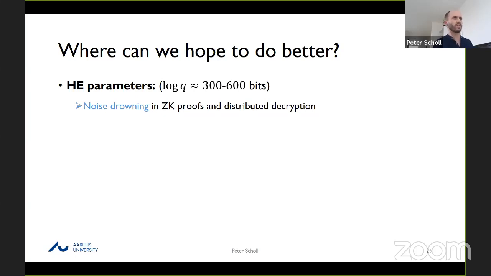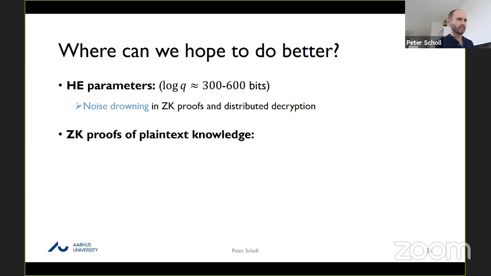Well, I think one significant thing is the parameters of the homomorphic encryption scheme. So if you look at some example parameters, you typically have, say, a plaintext space which is maybe between 64 and 128 bits. And with all of the noise drowning and the zero knowledge and distributed decryption procedures, this gives you a modulus of between maybe 300 or up to 600 bits, depending on other parameters. And the ring dimension is usually around 16,000 or maybe 32,000. So this is kind of close to the FHE level of parameters, even though we're only doing one multiplication.